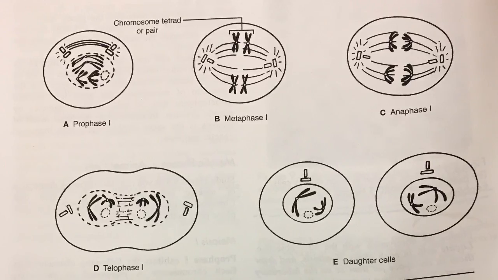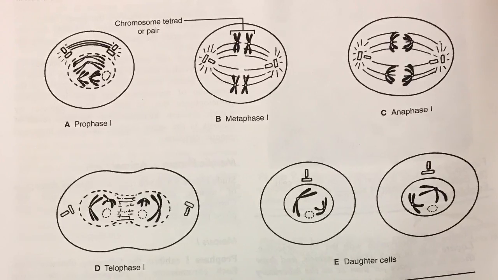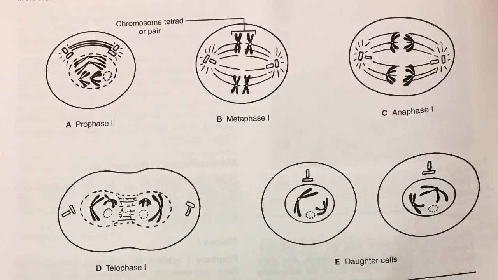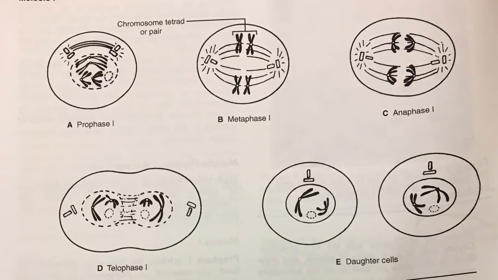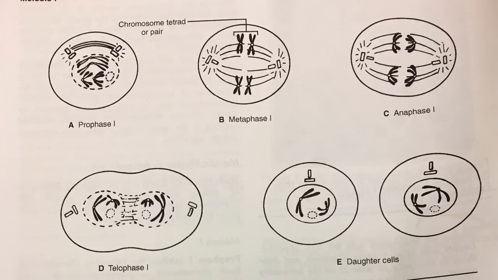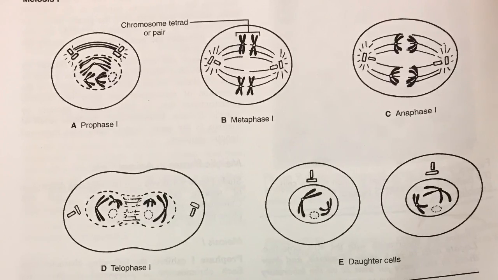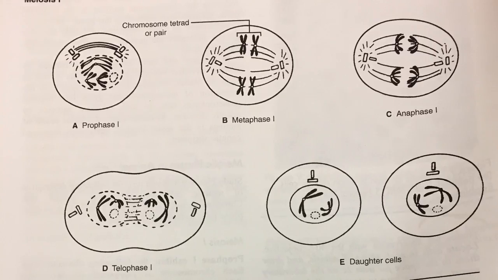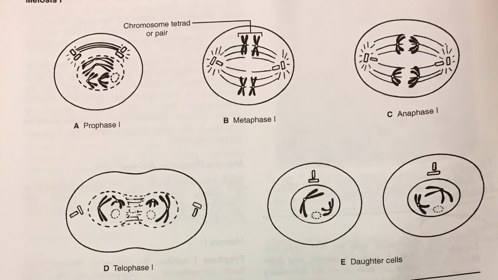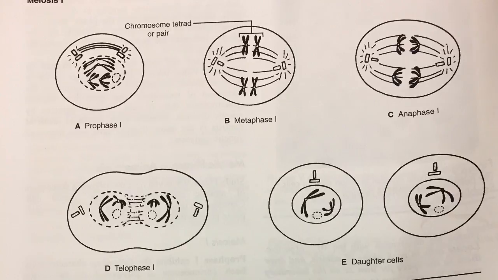The last step is telophase 1. At each pole during this stage, there is a complete haploid set of chromosomes, but each of these chromosomes still has two sister chromatids. A cleavage furrow appears, and by the end of this stage, the parent cell has divided into two daughter cells. This separation of the cytoplasm is called cytokinesis.